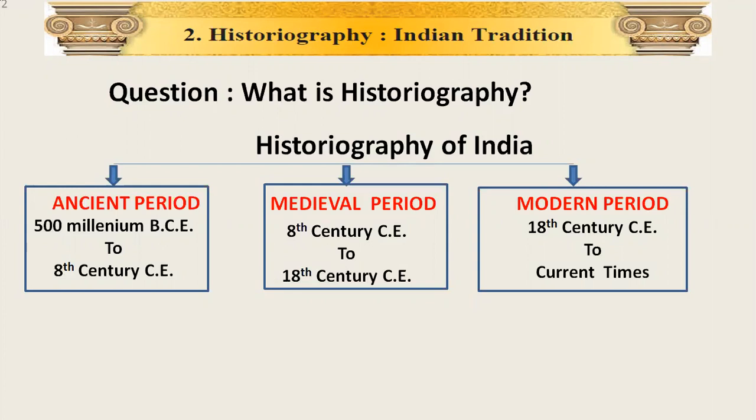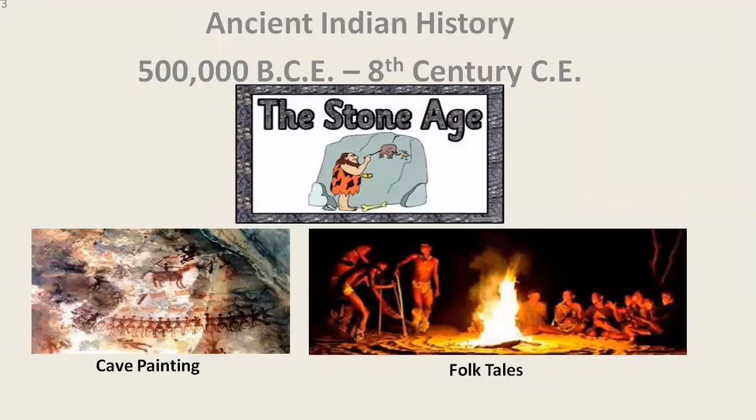Now, the historiography of India is divided into three parts: ancient, medieval, and modern. We will look at how we come to know about the historiography of the ancient time, that is right from the Stone Age up to around the 8th century current era. We come to know about the life of the Stone Age man in India from the cave paintings that are seen at Bhimbetka and also from folk tales or folk stories that were orally passed on from one generation to another.